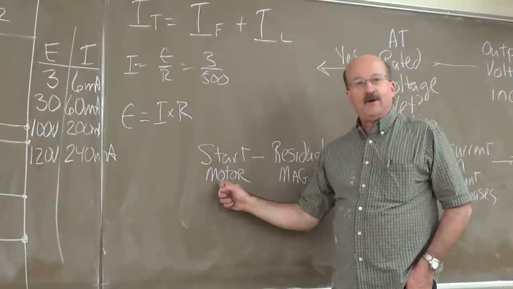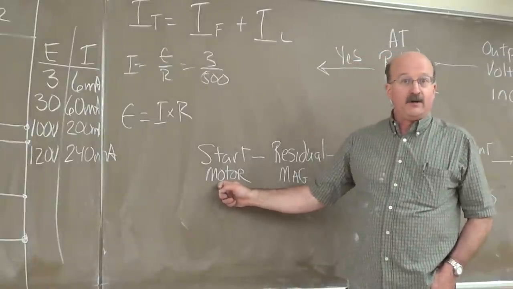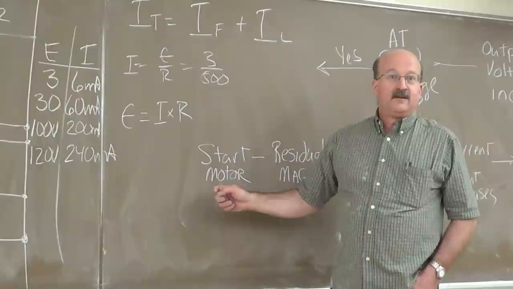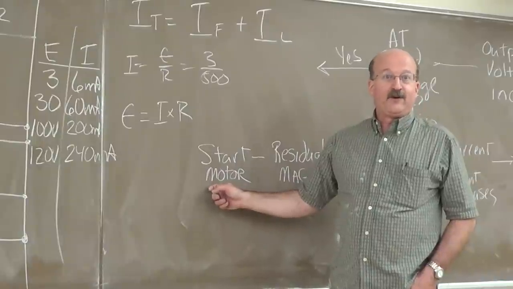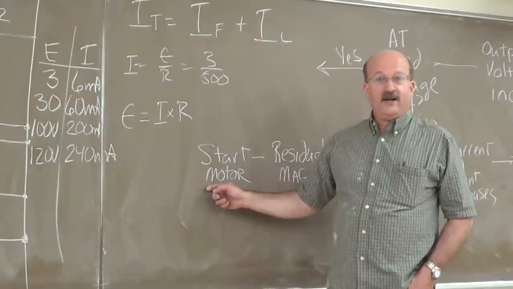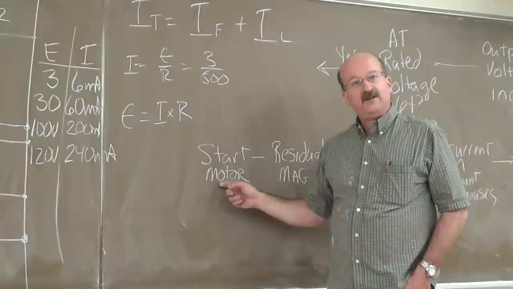This is a prime mover. Now this can be an electric motor. It can be a water wheel, like at the Hoover Dam, for instance, or a wind generator. Anything that's moving this generator.